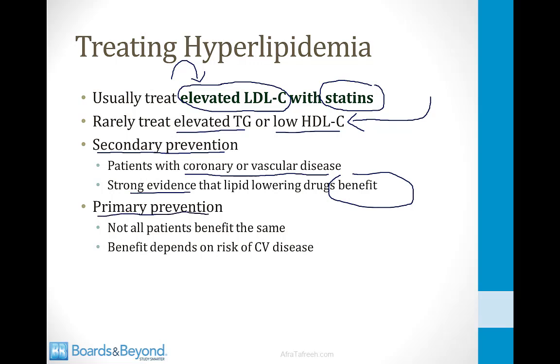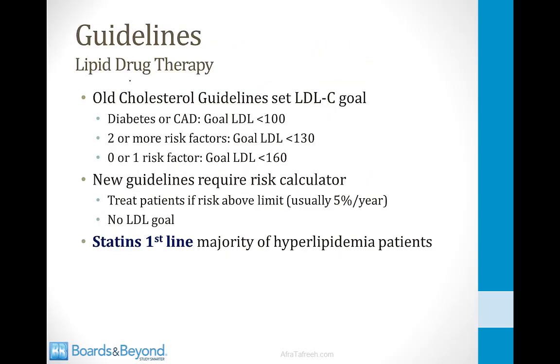Primary prevention is the treatment of hyperlipidemia in patients who haven't had a coronary or vascular event yet. In this case, the data are less strong for treating hyperlipidemia, and that's because not all patients benefit the same. The greatest benefit occurs when you treat patients who are at very high risk of cardiovascular disease. So in other words, the benefit depends on the risk of cardiovascular disease. There are some guidelines that you can use to determine when to treat patients with hyperlipidemia.